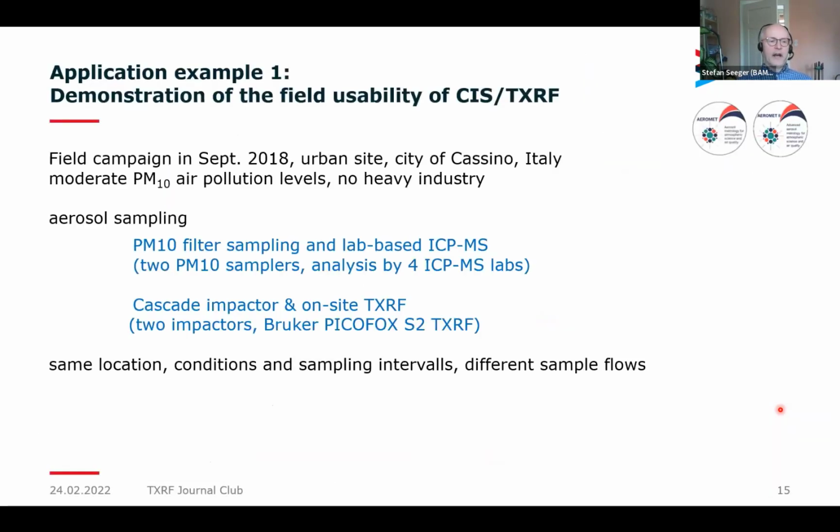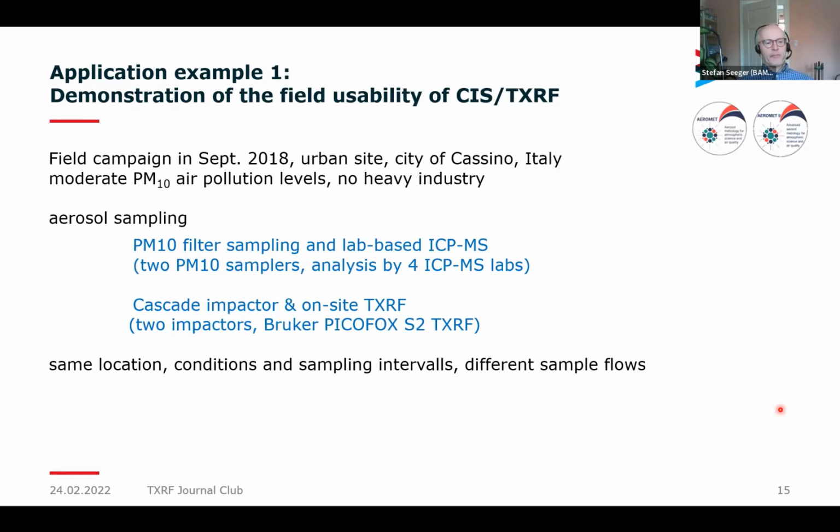Well, let's see how we did the application of this TXRF in the field. We made a field campaign in September 2018, so quite a while ago. Nevertheless, we still have lots of samples to be analyzed. The field campaign took place in the city of Cassino in Italy, where we had a moderate PM10 air pollution at that time. It is a small city, and there is no heavy industry in that area.